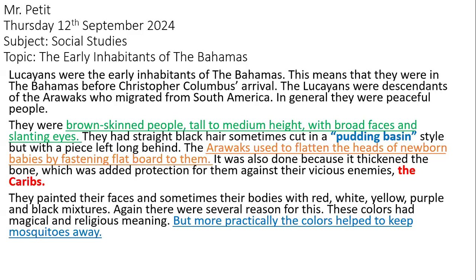Natasha Charlton. What is the name of the early inhabitants of the Bahamas? What's the name of the early inhabitants of the Bahamas, Natasha? The early inhabitants of the Bahamas were the Lucayans. Very good. Are you writing this down?